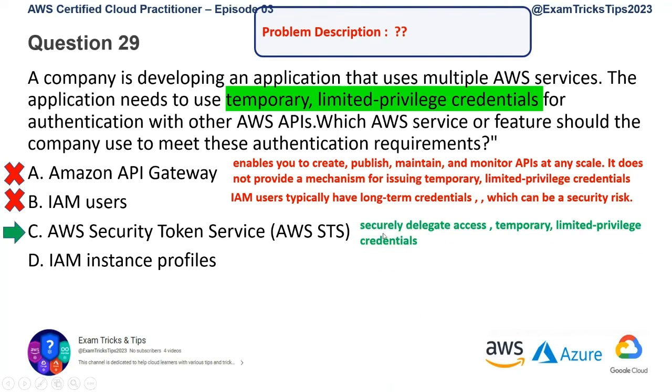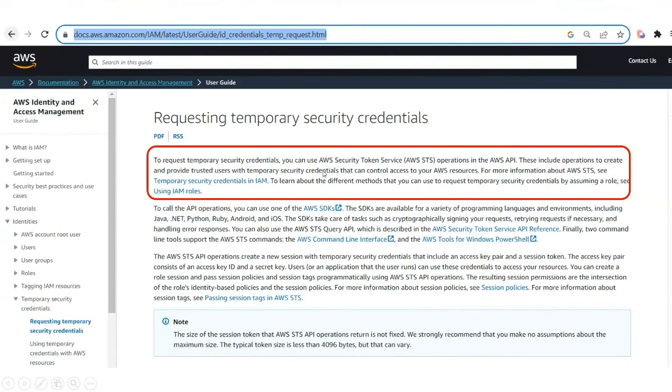The next one is instance profiles. It enables you to create, publish, maintain, and monitor APIs at scale. Now, this one again does not provide you a temporary or limited-privilege credential mechanism to control the access. So that's not a correct answer as well. And if you go through this particular link, which I'll provide in the video description, you'll find out that if you have to do temporary security credentials, Security Token Service is the way to go. So the correct answer for question number 29 is option C. That's the correct answer. Let's move on to the next question.